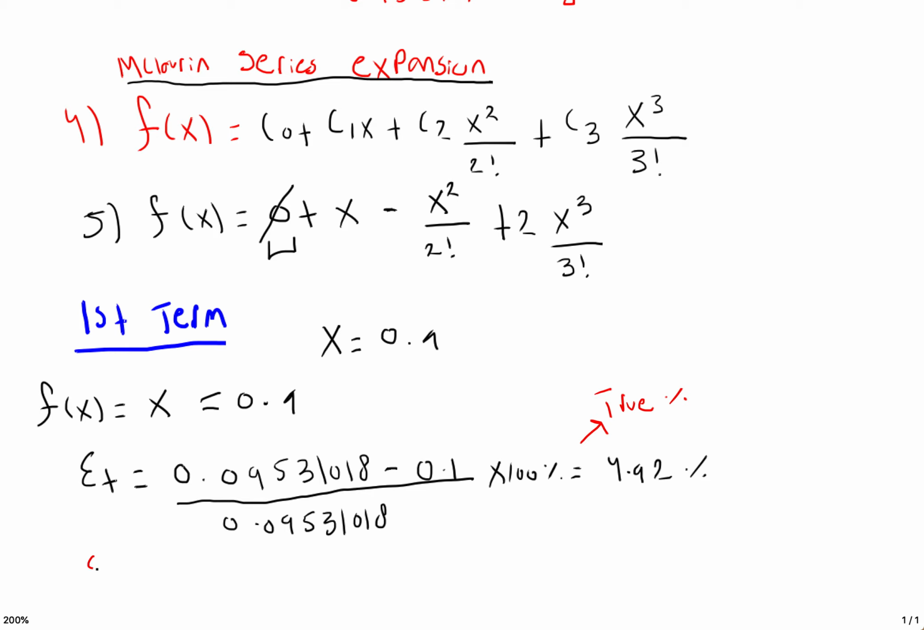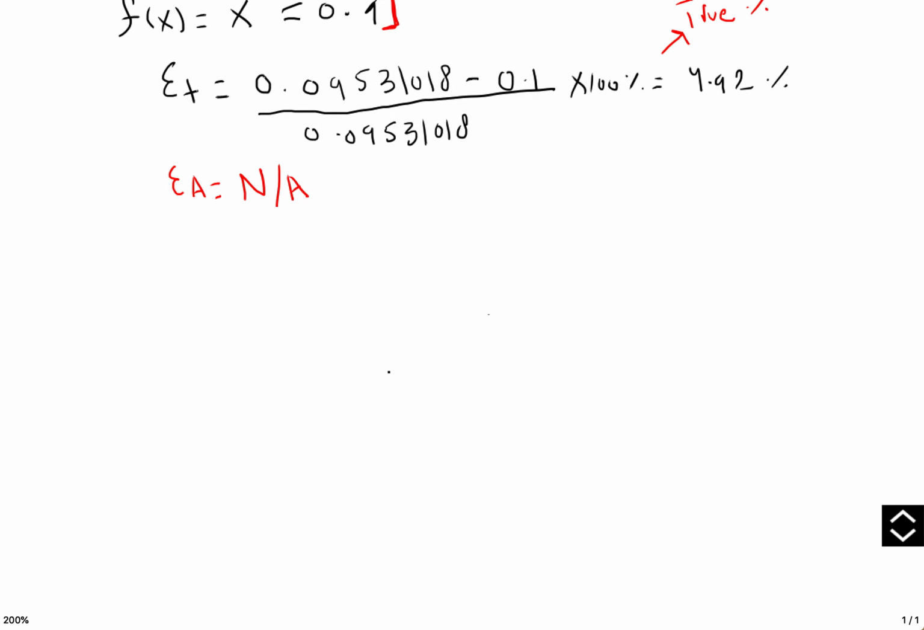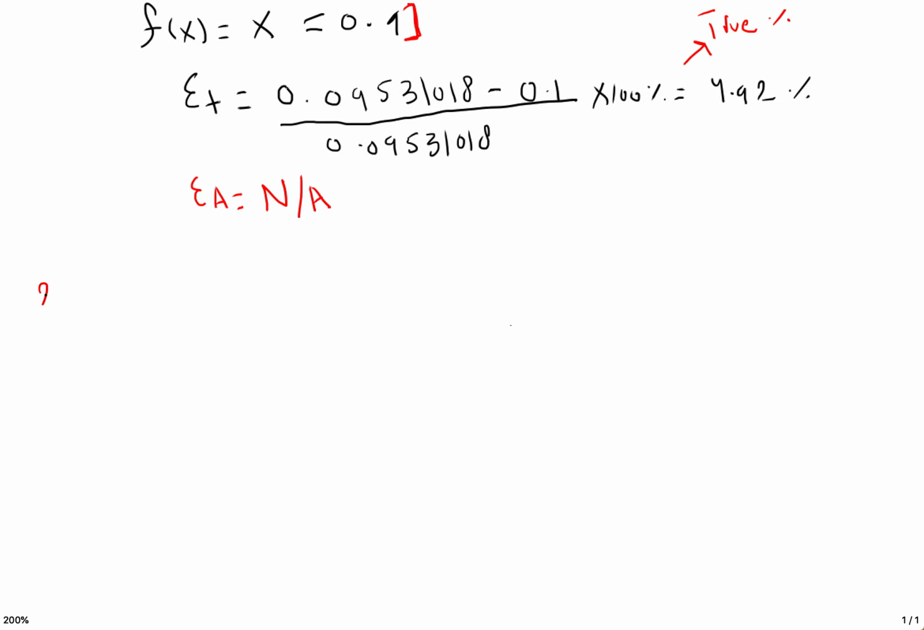And then our next thing is to calculate our relative percent. To calculate your relative percent, you use the approximation you found using your Maclaurin series, and our approximation here was 0.1. You subtract the previous approximation from it. In this case, this was our first term, so there is no previous approximation. Therefore, we can say that it's not applicable. You can't find the relative percent for the first term. This concludes everything we need for the first term. Now we're going to take a look at the second term.